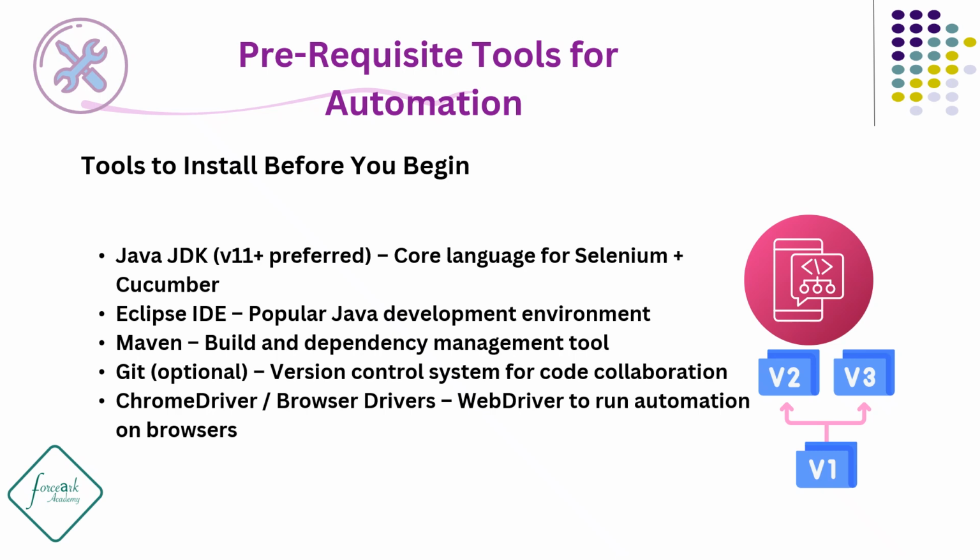Browser versions or browser drivers. To run your Selenium test on a browser, you need browser-specific web drivers. For example, for Chrome, you may need ChromeDriver. For Firefox, you need GeckoDriver. And the web driver version should always match your browser version to avoid compatibility issues. Once these are installed and configured, you are ready to begin writing your first automated test with Selenium and Cucumber. A proper setup ensures stability and avoids unexpected runtime errors.